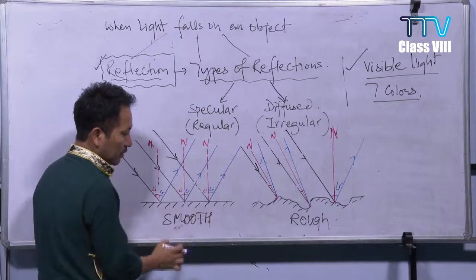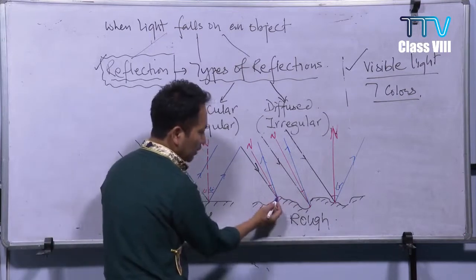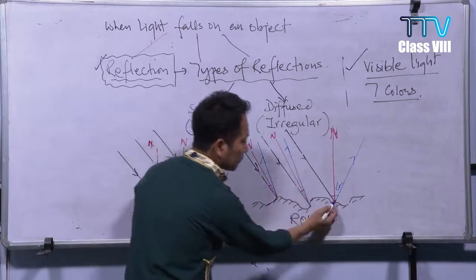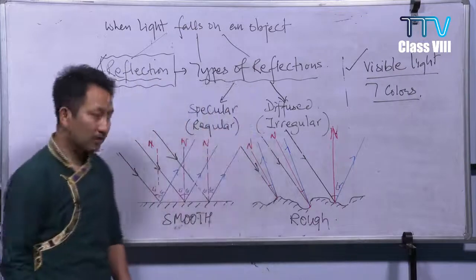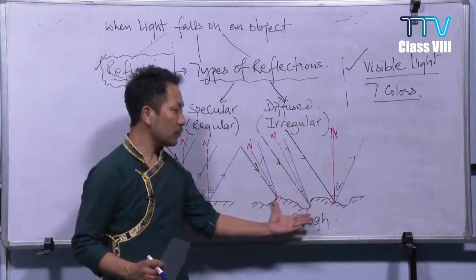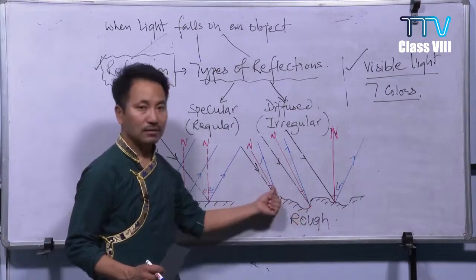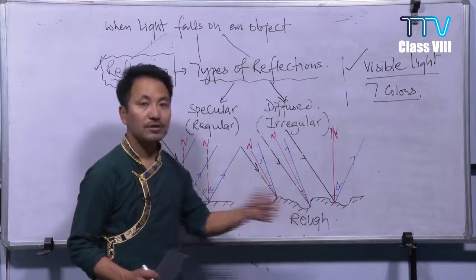These are parallel. The reflected rays are... These are they parallel? These are not parallel. So in case of a diffuse reflection, the angles of reflection are not the same.